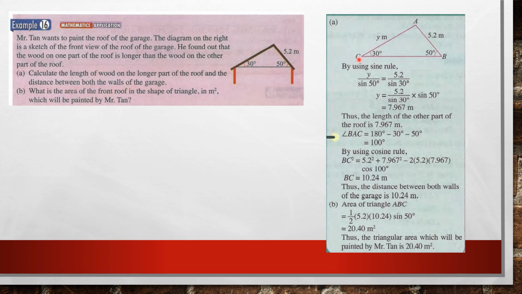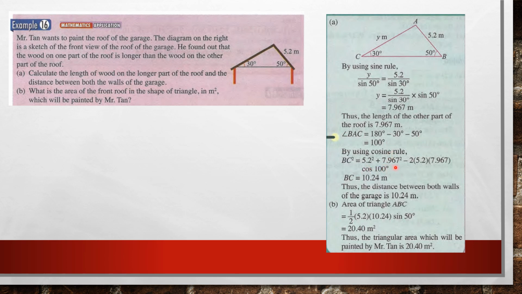So another question is the distance between both walls. That means BC. They're asking what is the distance BC. So for BC, you can use either sine rule or cosine rule. Both also you can use. But before you use any of the rules, you need the angle A first. So how to find angle A? You know angle C and B, and this is a triangle. So we take 180 minus 30 degree minus 50 degree. So you will get the angle A is 100 degree.